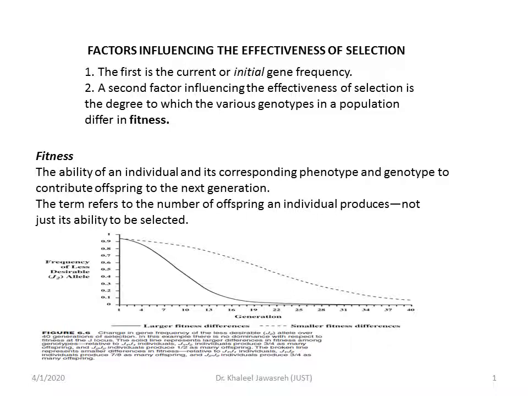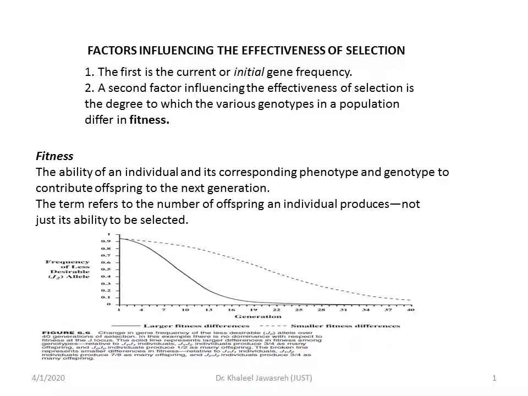But there are some factors that may affect the frequency of the favorable genes through generations. The first one is the current or initial gene frequency. So we need to think about the initial frequency of those favorable alleles or less favorable alleles that we need to increase or decrease through the generations.